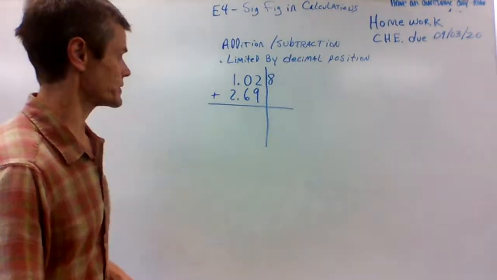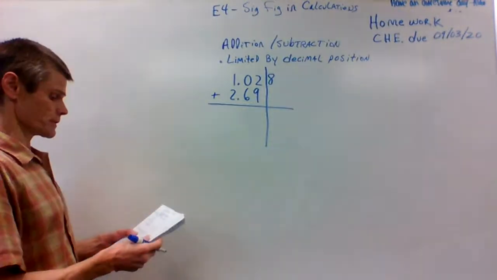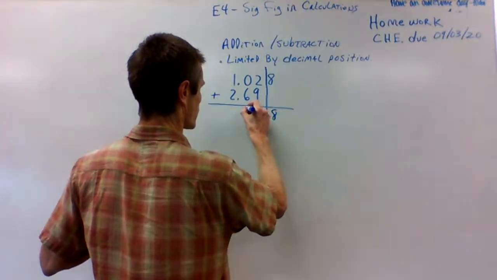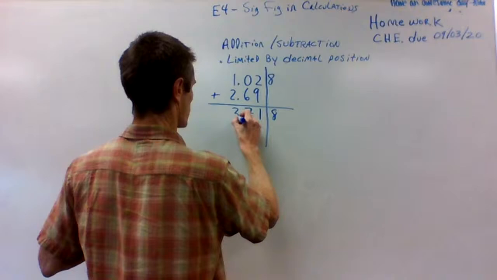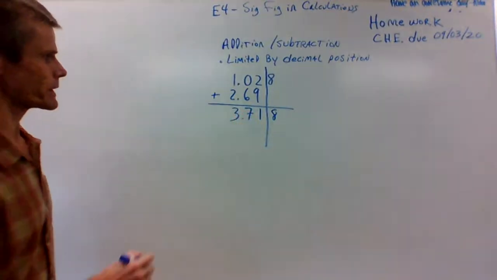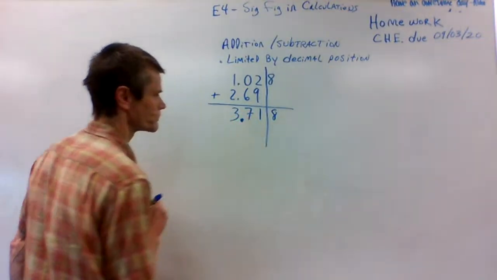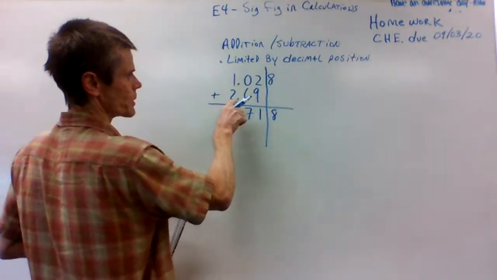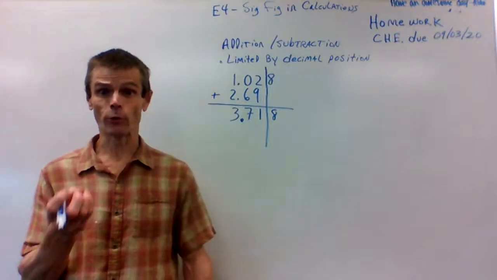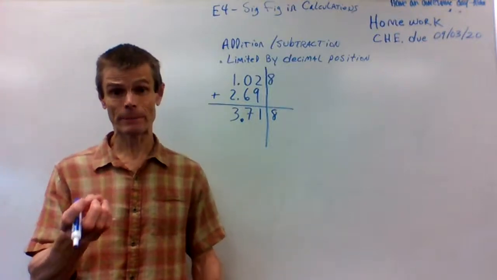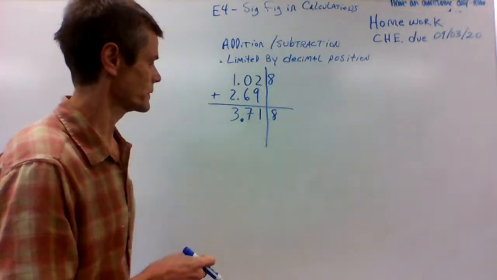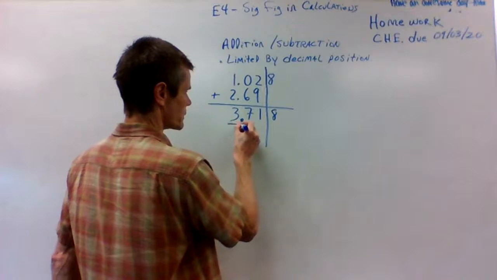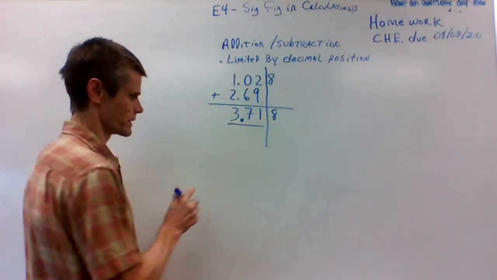So if we add these up, again, you can do it in a calculator, or you can do these by hand like you did maybe in grade school. You're going to get an answer of 3.718. Okay, we're limited to the hundredths position because 2.69 is the number with the least number of decimal places. So when we report our answer, it would be limited to the second decimal place.